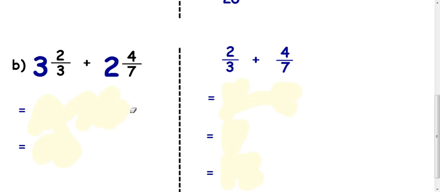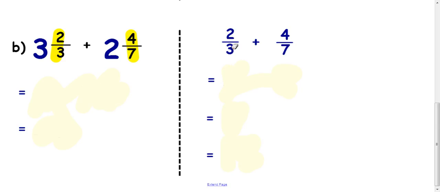Okay, let's look at another example. So the same idea here. I'm going to concentrate on the 2/3 and the 4/7. I draw this wee line down to separate my working. So I'm looking to add these two fractions. So the lowest common multiple of 3 and 7 is 21. 3 times 7 makes 21.